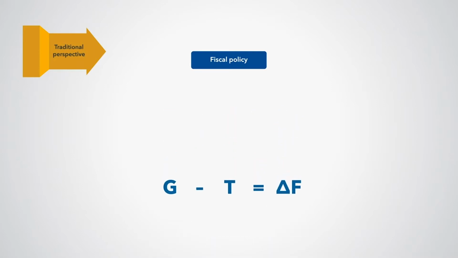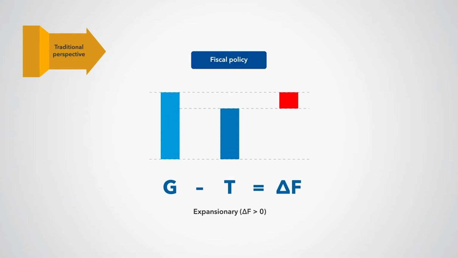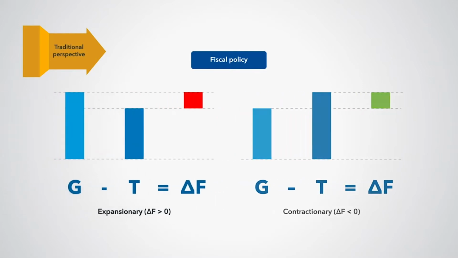Fiscal policy is expansionary if government spending exceeds government revenue, that is, financing is positive, or contractionary if the reverse is the case, when financing is negative. A fiscal deficit, if G is greater than T, would stimulate the economy, and a surplus, if T is greater than G, would shrink the economy. But this type of analysis is too simplistic.